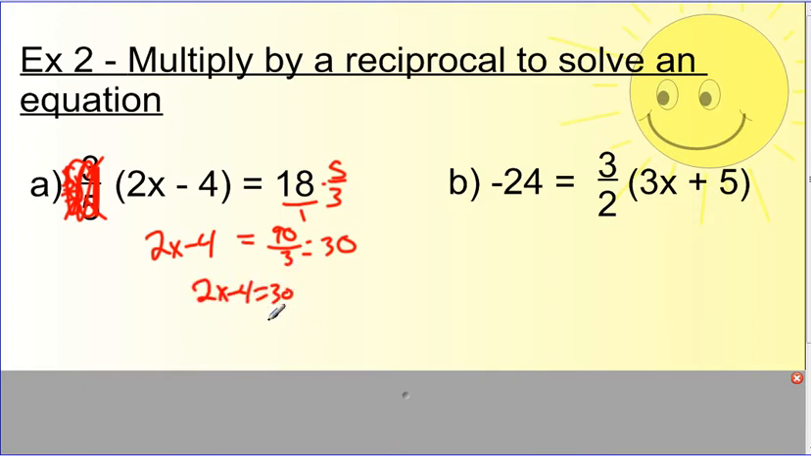That we can do. That's something we know how to do. We've done a bazillion of them almost. So we get rid of this subtract by 4 by add by 4. 2x equals, what's that, 34. Divide by 2, divide by 2. X equals 34 divided by 2, 17.